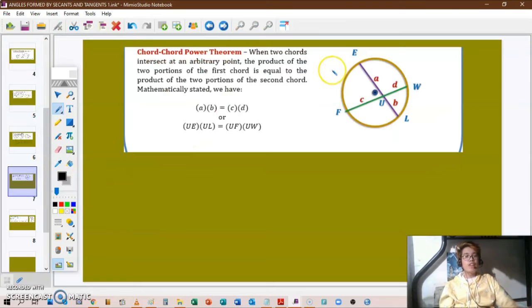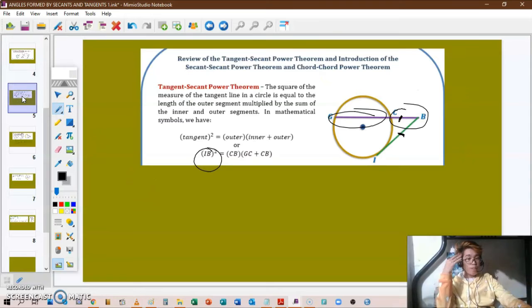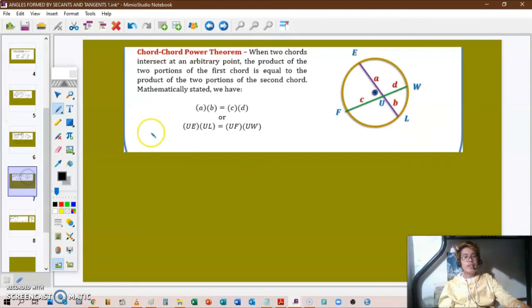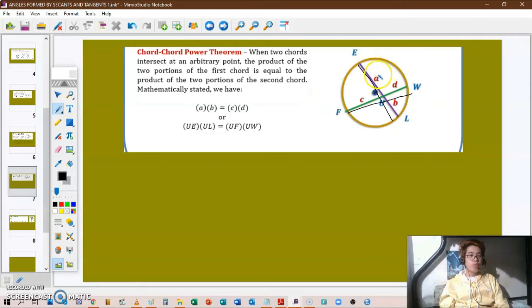Next we have the chord power theorem. To recap, we have three power theorems: the tangent secant power theorem, the secant power theorem, and lastly the chord power theorem. We're given here, as we talked about a while ago on the flight on the Bumblebee, two chords, EL and FW. They have formed four segments: EU, WU, UF, and UL.